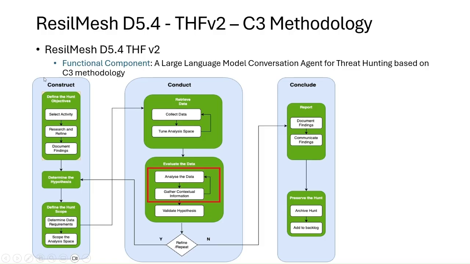This threat hunting framework is primarily based on the C3 threat hunting methodology depicted here in the diagram. This C3 process is composed of 3 phases: the construct phase where threat hunts are initialized, the conduct phase where data is collected and evaluated, and the conclude phase where the technical findings of the threat hunt are reported and documented. Note the 2 conduct stage intents highlighted in red.